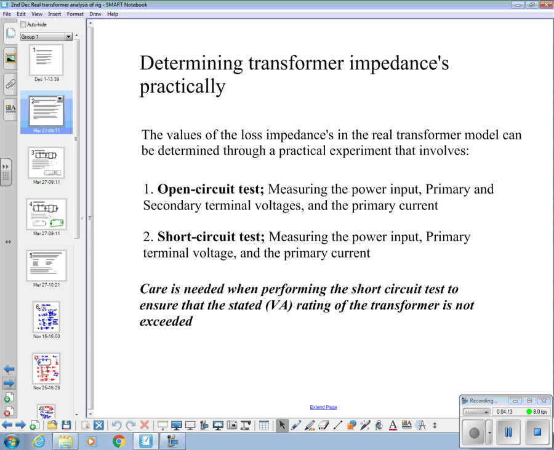Just a note that care is needed when you perform the short circuit test to make sure that you don't overload the transformer. So you put in a much lower than normal voltage. When I had a go at it yesterday, I think I input about 32 volts into that 400 volt transformer, keeping an eye on the secondary current to make sure it didn't go over the maximum 0.43 of an amp. As long as you're careful, you're okay. So we're going to do that. Oh, I've got these.